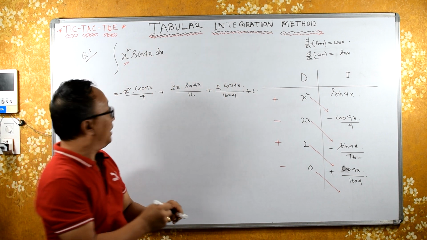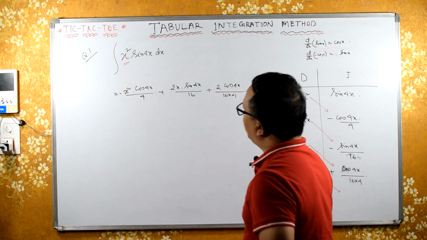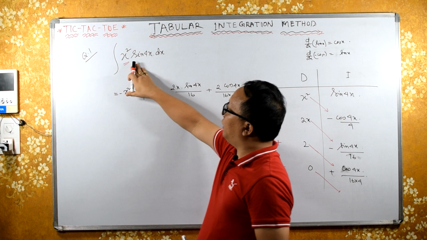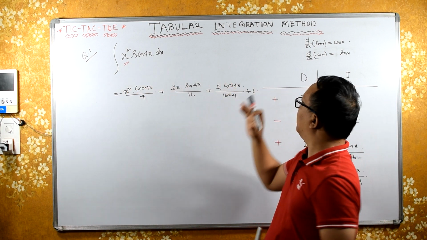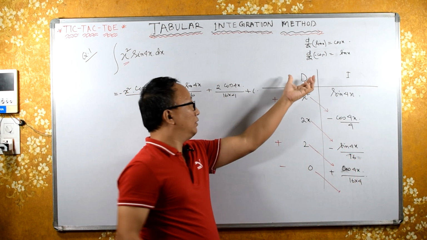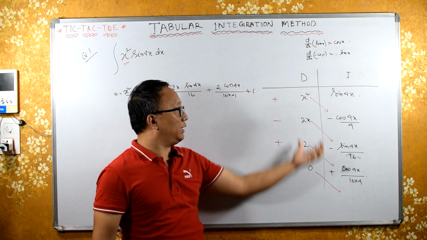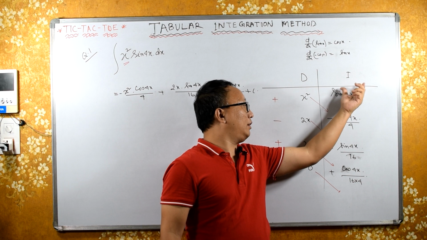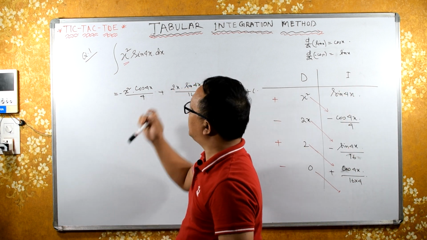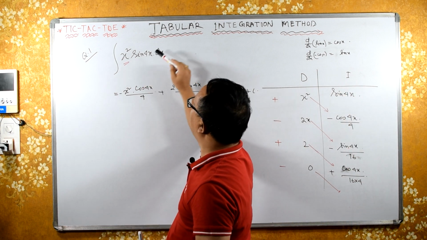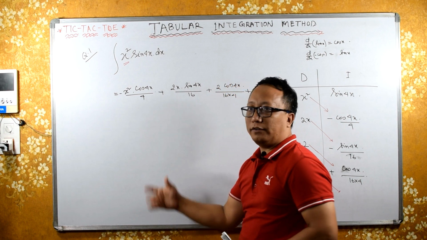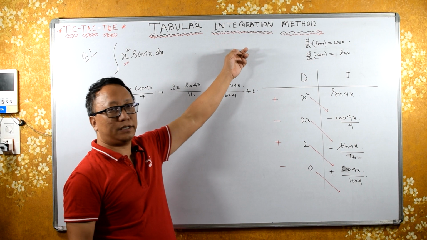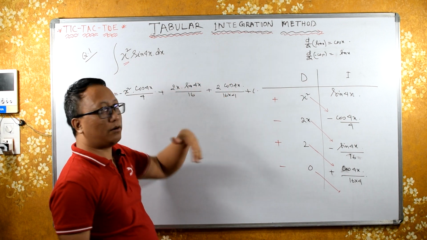Okay, in this tabular form, the main thing you have to decide is what we have to choose in this D column and what we have to choose in this I column. This is the main category for tabular integration. I will solve some further integrations with the tabular method which are somewhat more advanced.